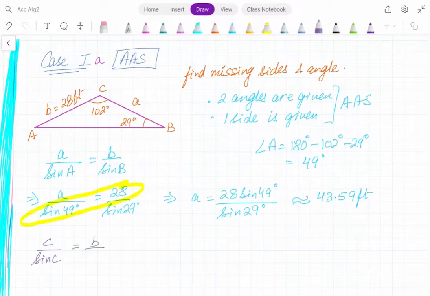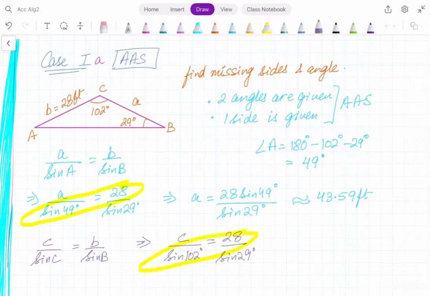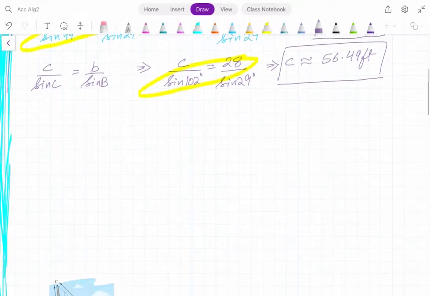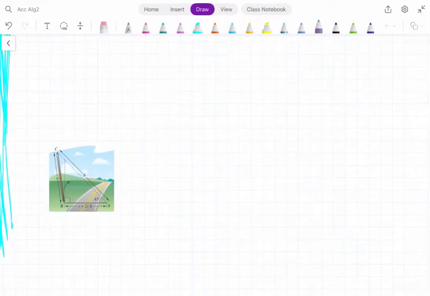I can apply the same procedure to find side C. As you can see from the triangle, opposite to angle A will be side A, opposite to angle B will be side B, and opposite to angle C will be side C. So cross multiplication again. Remember, it is 28 times sine of 102 divided by sine 29. That will give you 56.49 feet. So this way, we solved the missing angle and the two missing sides. Let's take the second type of case, angle side angle.